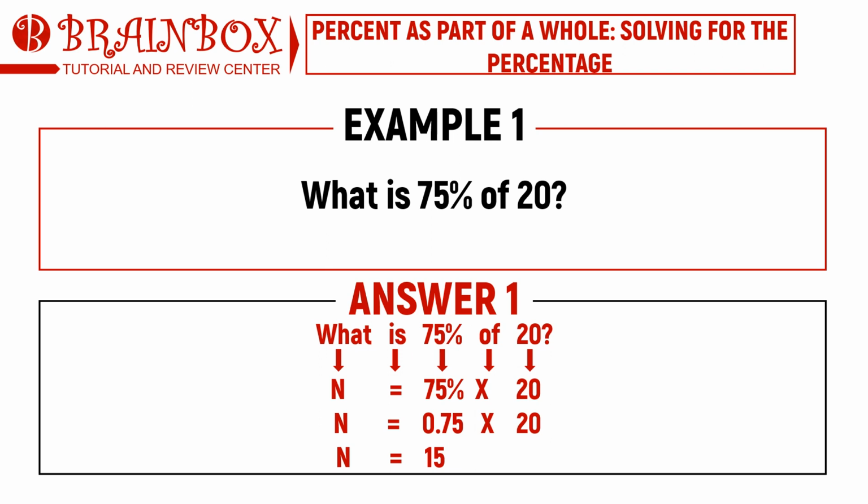Next, convert 75% to its decimal form, 0.75. Lastly, we multiply 0.75 to 20. We get n equals 15. With this, we say that 15 is 75% of 20.